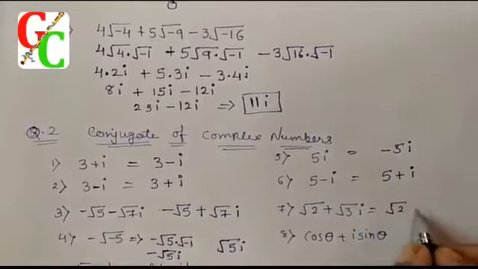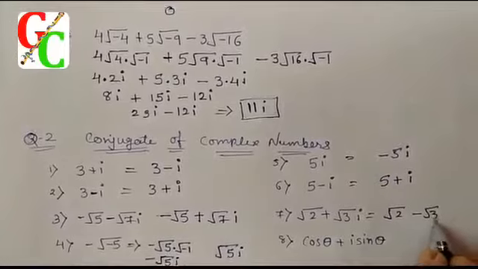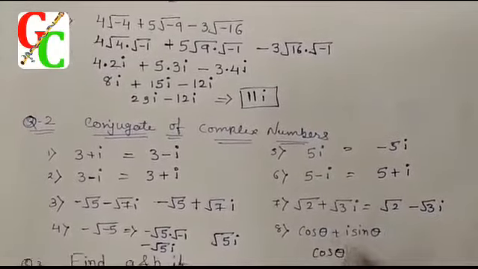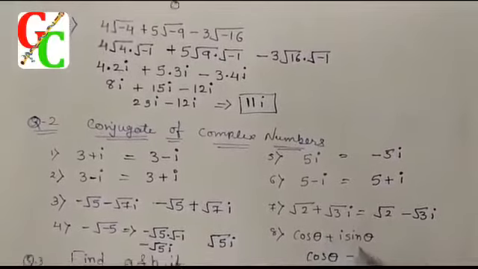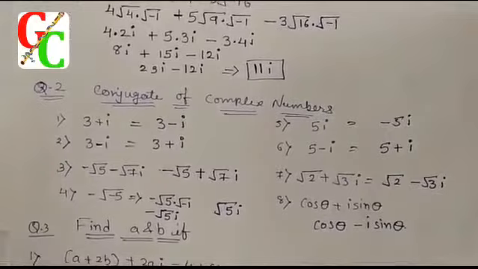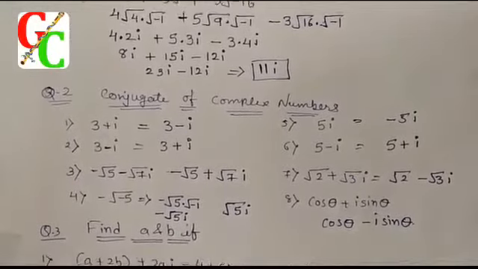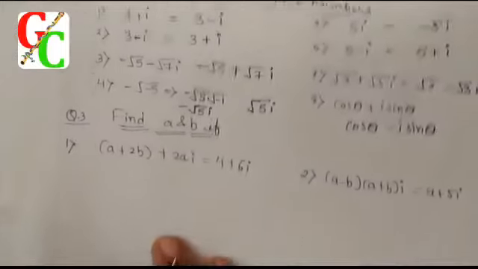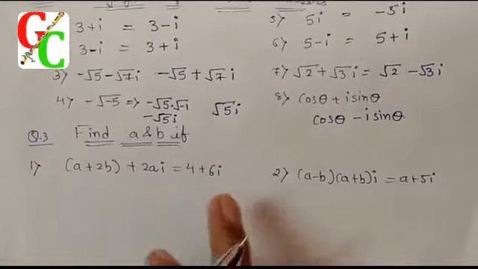Root 2 minus root 3 iota. Cos theta minus i sin theta. Same way you have to conjugate the following complex number. Now see the question number 3. In this case we have to find the value of a plus b.